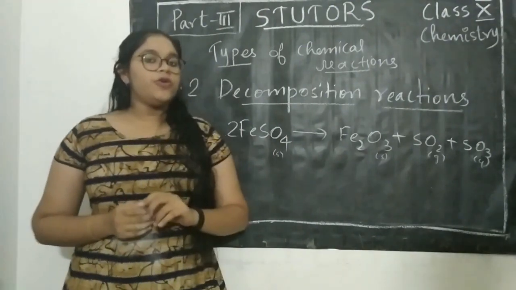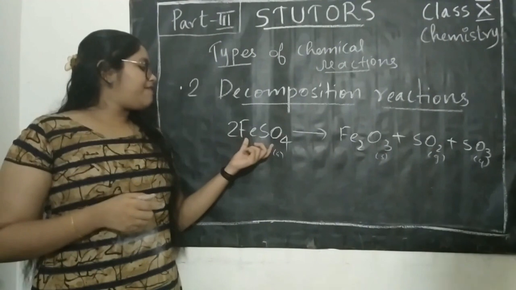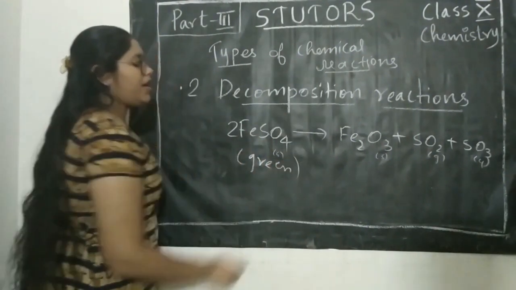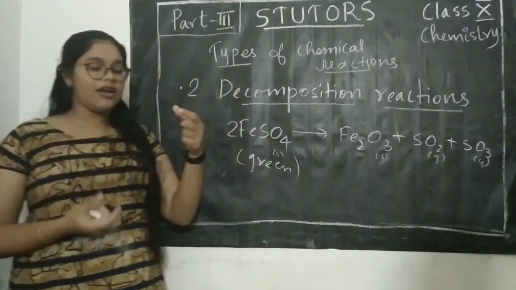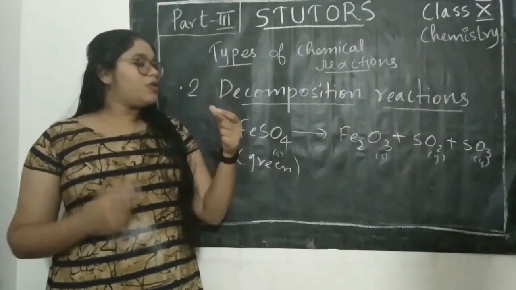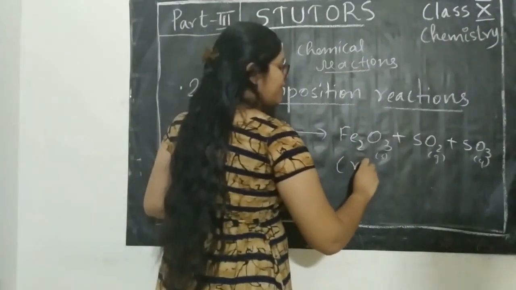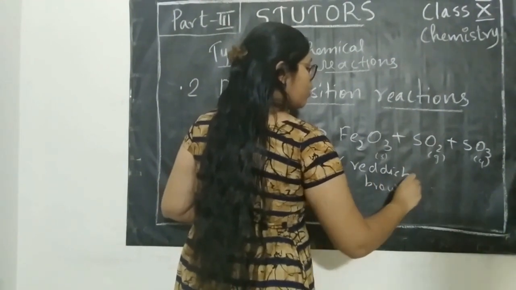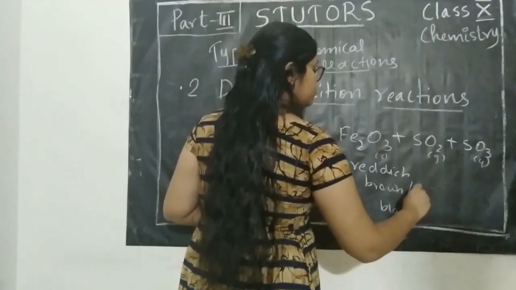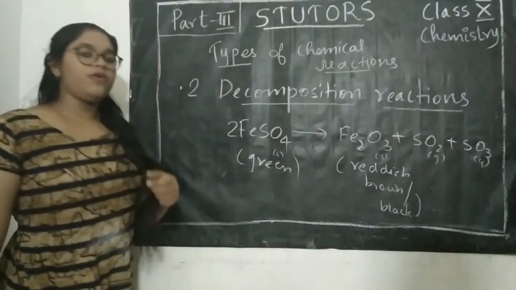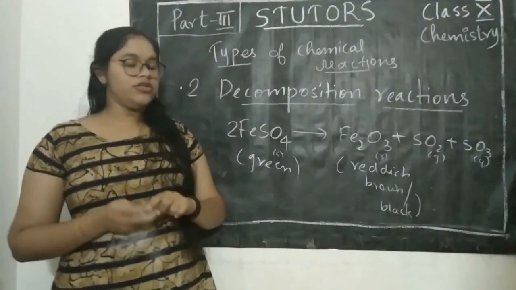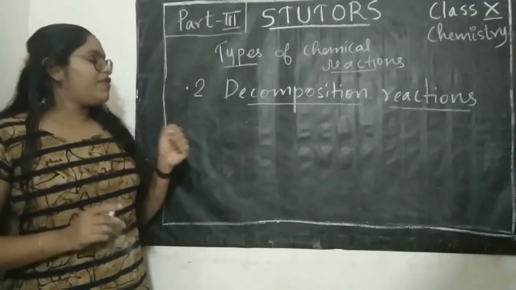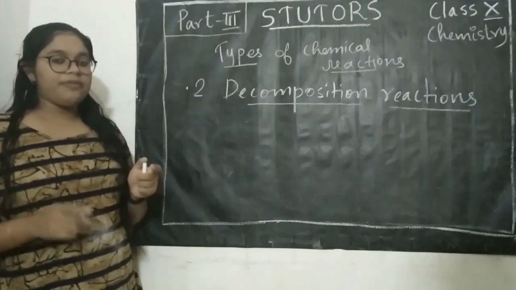During the reaction, you notice, first of all, the ferrous sulfate crystals are green in color. But after the reaction, the ferrous sulfate crystals are reddish brown or black in color. And you also notice a characteristic odor during the reaction. Now we will discuss the change in color and the presence of the odor.